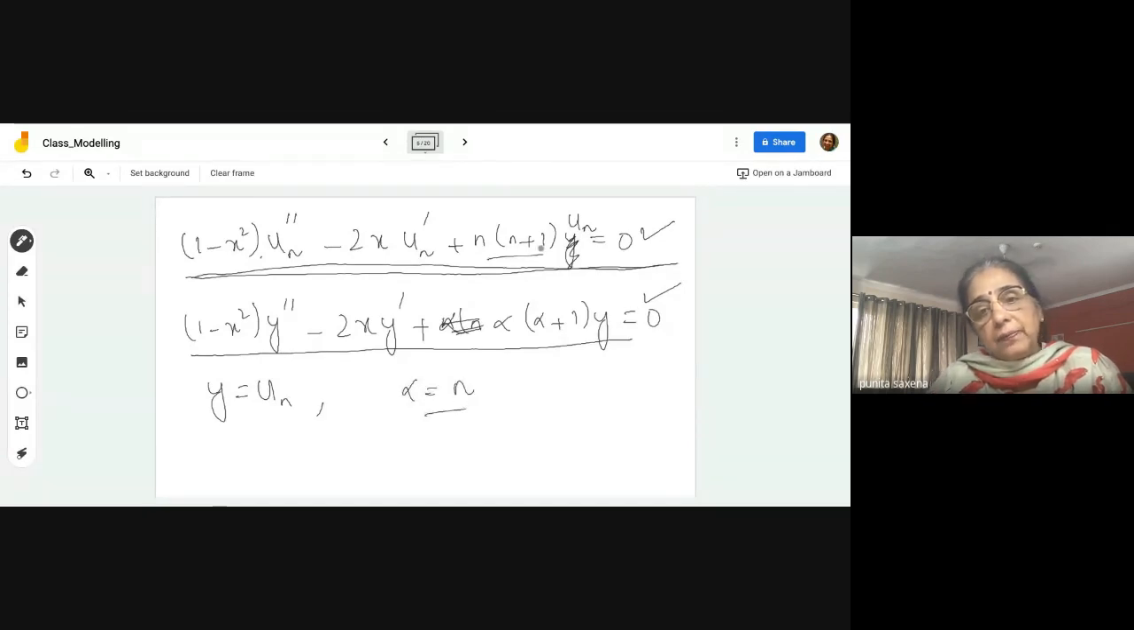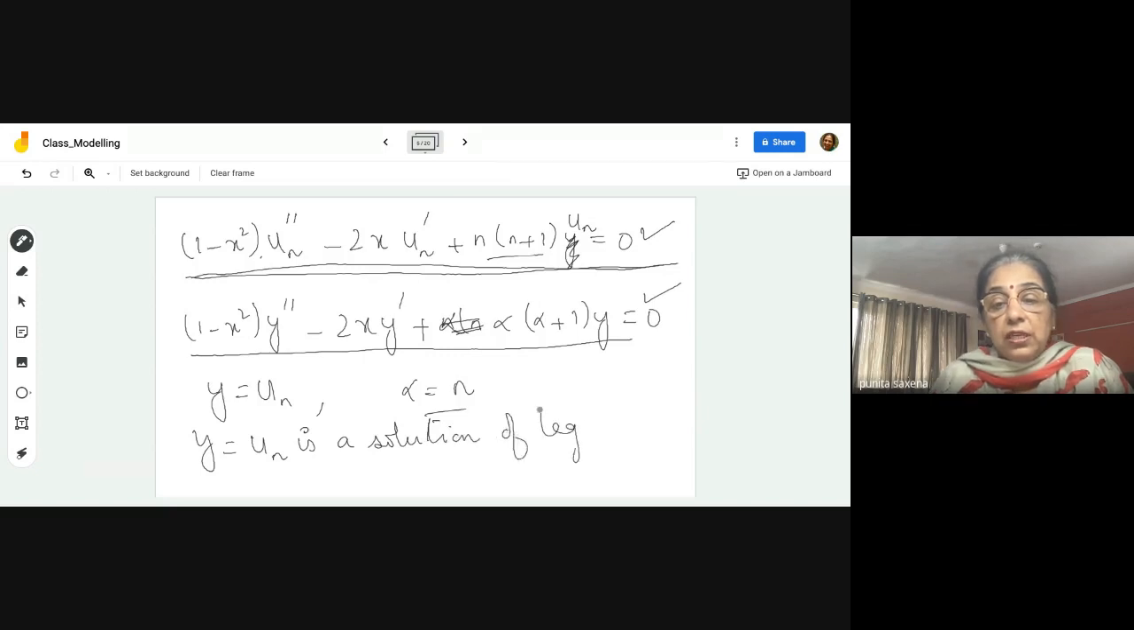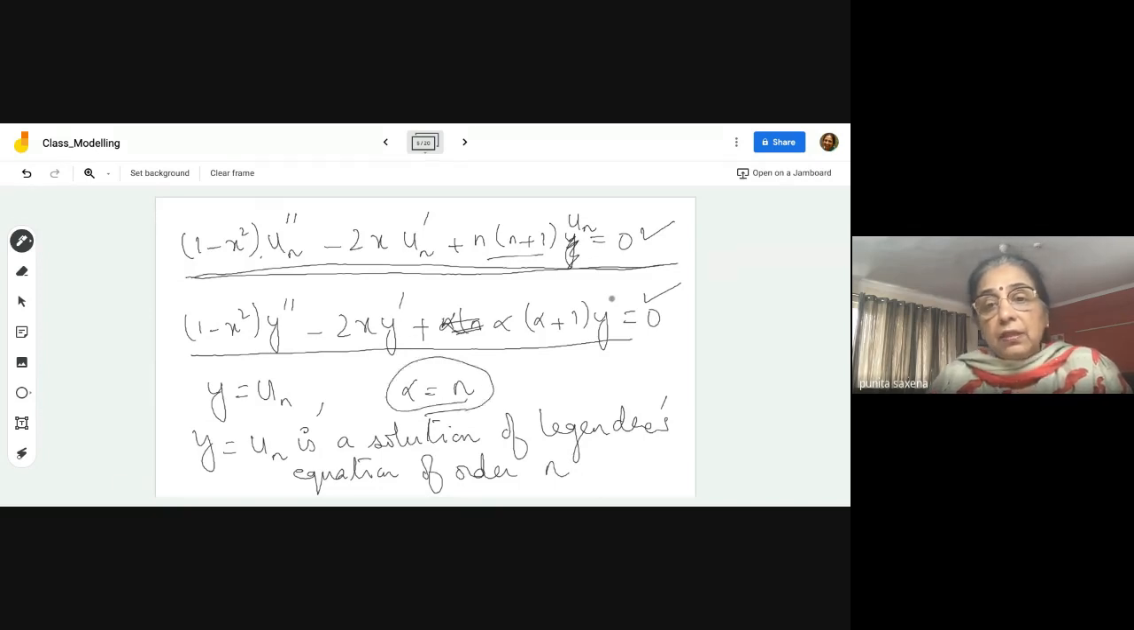यही तो फर्क आया. That means we can say that y equal to un is a solution of Legendre's equation of order n. Alpha की जगह n हो गया ना. This was a Legendre's equation of order alpha. But here we have alpha equal to n, so that means we have a Legendre's equation of order n.